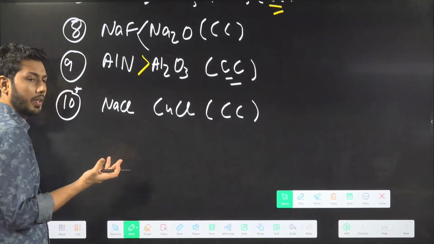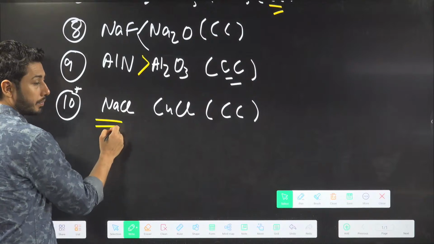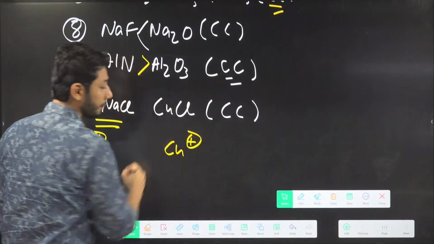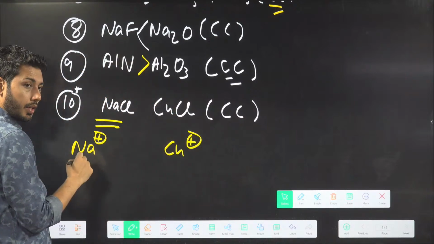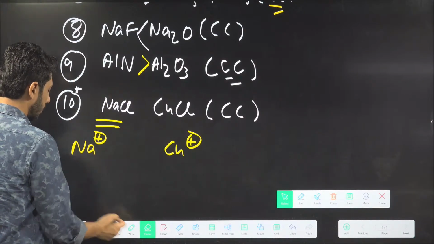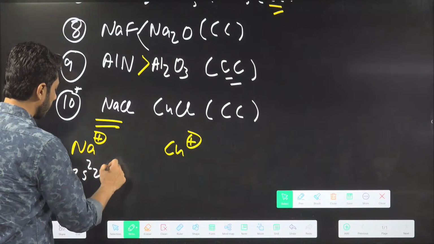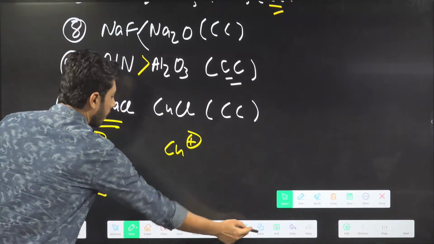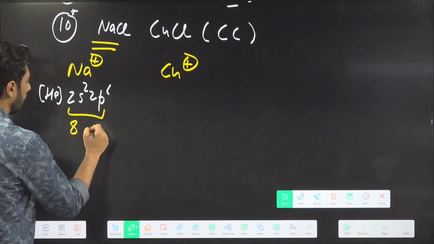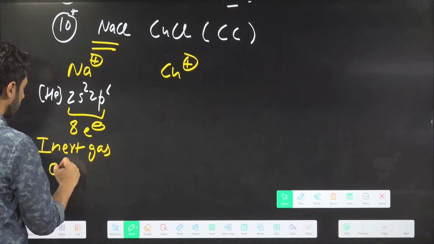Now next example from the pseudo gas configuration and pseudo inert gas and inert gas. NaCl. NaCl में cation is what? Na plus. Here Cu plus. Na plus valence shell configuration, inert gas. Valence configuration is helium is normal, then 2s2, 2p6. This is valence shell. And how many electrons are there? 8 electrons in valence shell. That means which configuration? Exactly inert gas configuration.